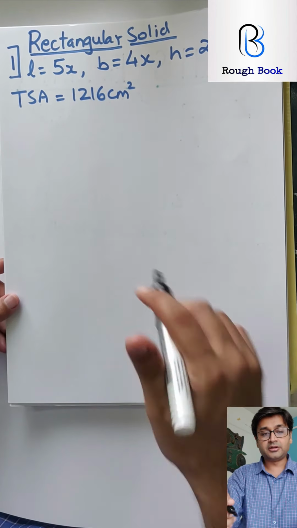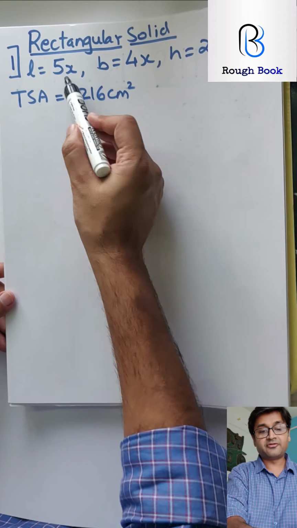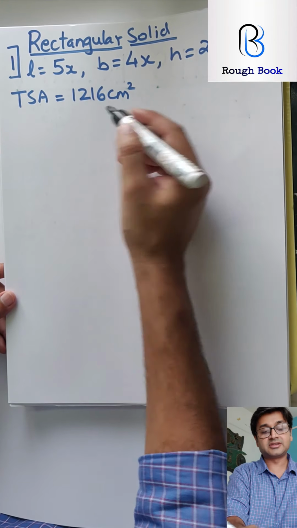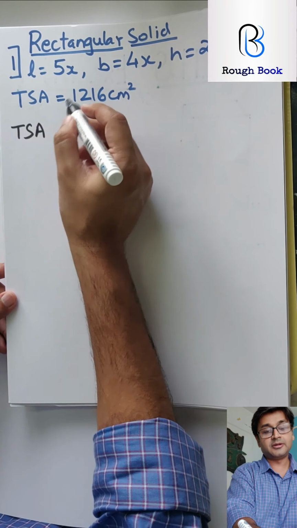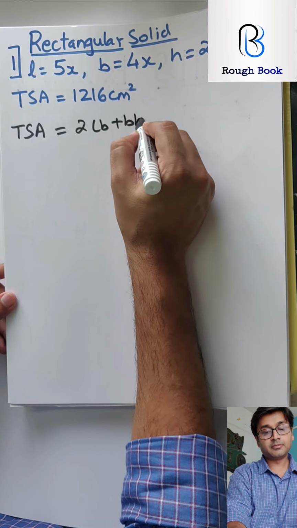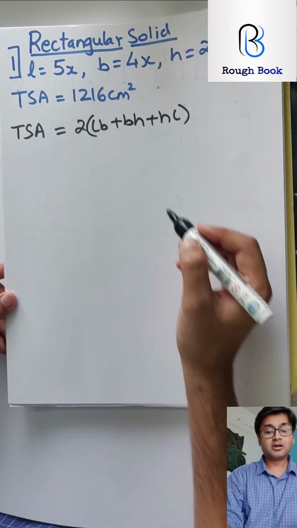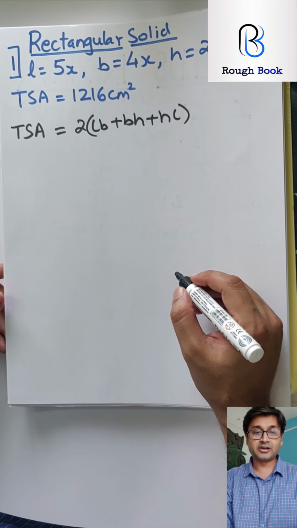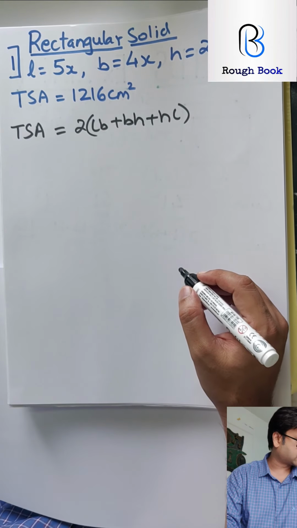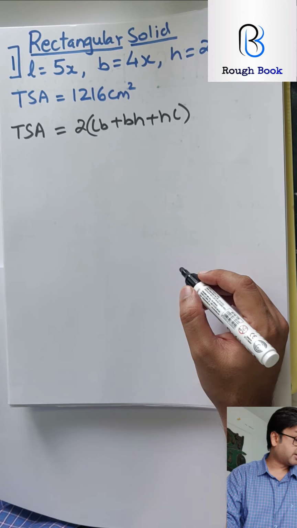A rectangular solid, ratio is given, so we write 5x, 4x, 2x, let the common multiple be x, and total surface area is given. So total surface area for a cuboid is twice (length breadth, breadth height, height length). Come on, substitute everything, get me the value of x. Once you get x, you can then easily find the length, breadth and height. Your question is find the length, breadth and height.